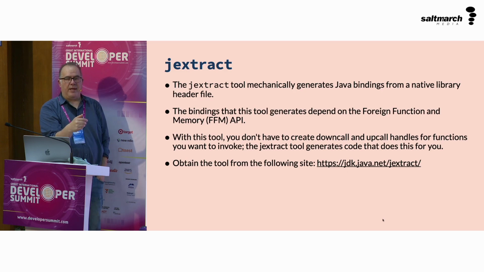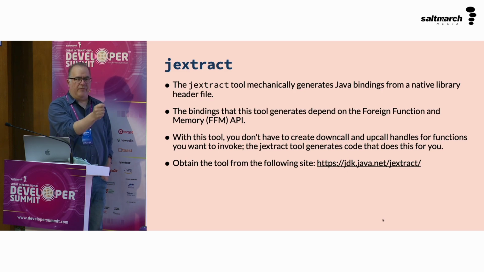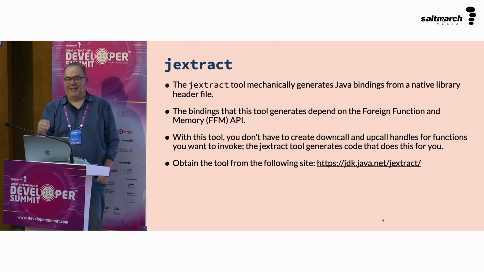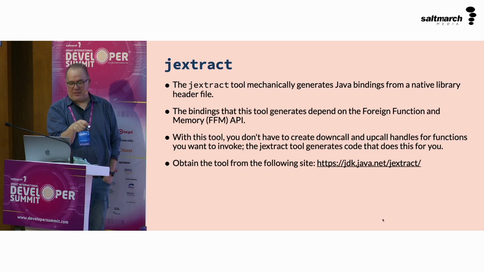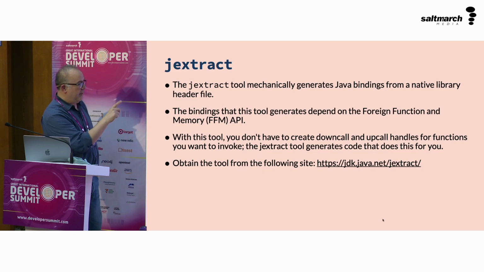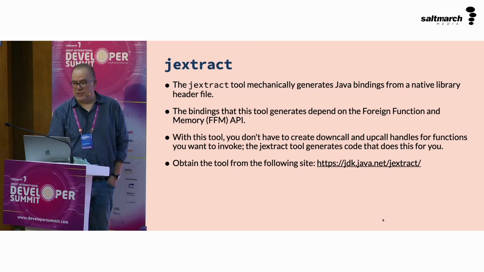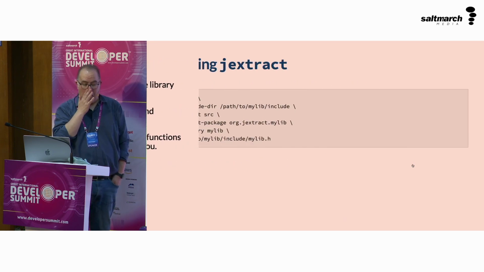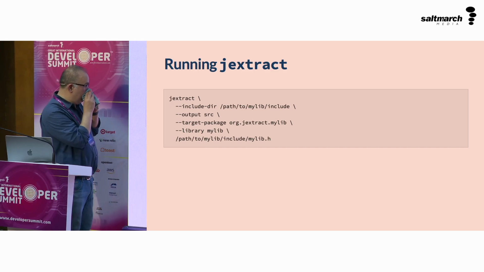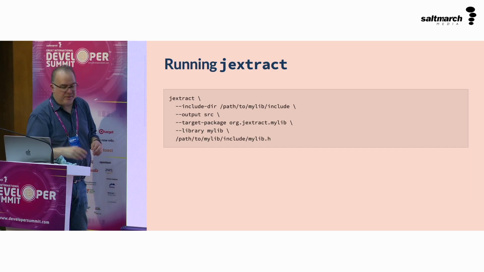So can you say, I want to go to each file, which has the signatures of the methods, and generate this stuff for me, because I don't want to do it. And that's what jextract is going to be doing. So with this tool, you don't need to create downcall or upcall handles for functions, because everything has already been done for you and it generates the code for you. You download this from this particular URL. Okay. So here's how it runs.